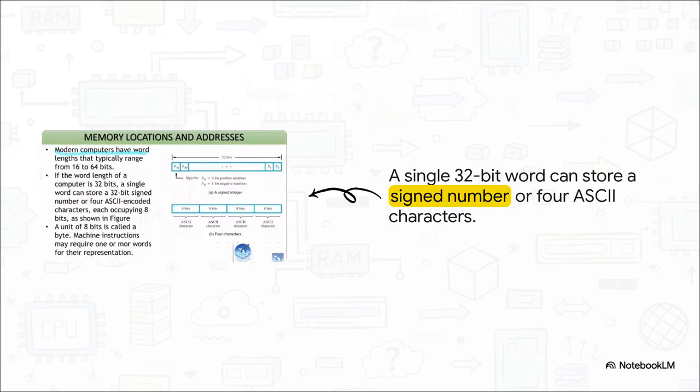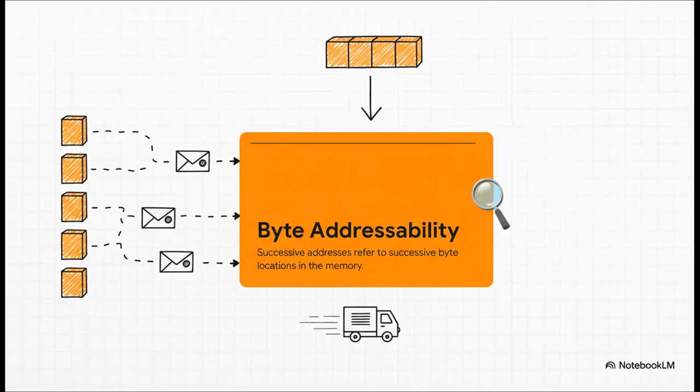And this shows you exactly what can fit inside one of these houses. A single 32-bit word, for instance, can hold an entire number. Or you could chop it up into 4 8-bit chunks, which we call bytes, to store 4 individual letters, like A, B, C, and D. It's pretty flexible. So how does the computer actually hand out these addresses? Well, the standard is something called byte addressability. This means that every single byte, every 8-bit chunk, gets its own unique address. Not every word, but every byte. This is the fundamental rule of how memory is organized.